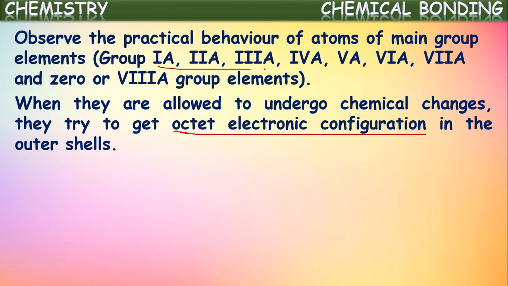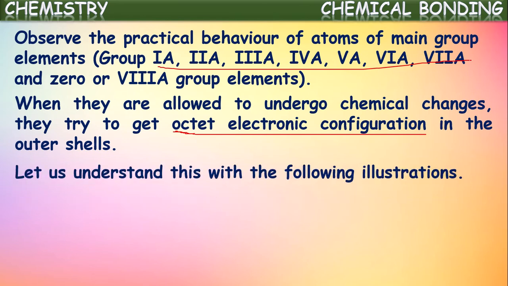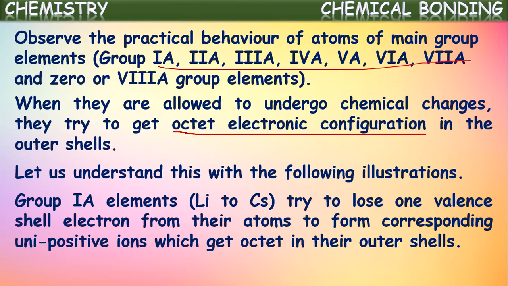The elements of all groups from 1A to 7A, if they undergo chemical changes, will try to get this octet electronic configuration in their outermost shells. Let us understand this with the following illustrations. Let us see all the groups one by one. If you see the 1A group elements, which we call alkali metals, the first group of the periodic table contains the elements lithium, sodium, potassium, rubidium, cesium and francium. These elements are called alkali metals.